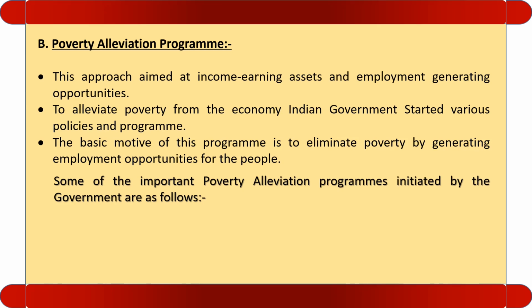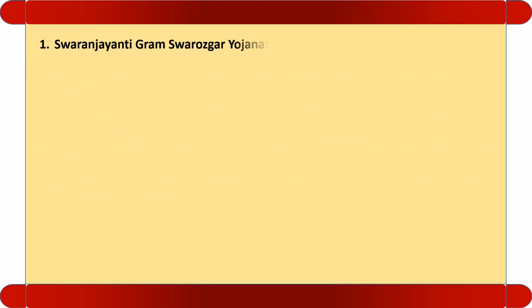Some of the important poverty alleviation programs initiated by the government are as follows. Listen, a short note can be asked on these programs, so we have to learn all the programs by heart. First program is Swarnajayanti Gram Swarozgar Yojana. I repeat, Swarnajayanti Gram Swarozgar Yojana.